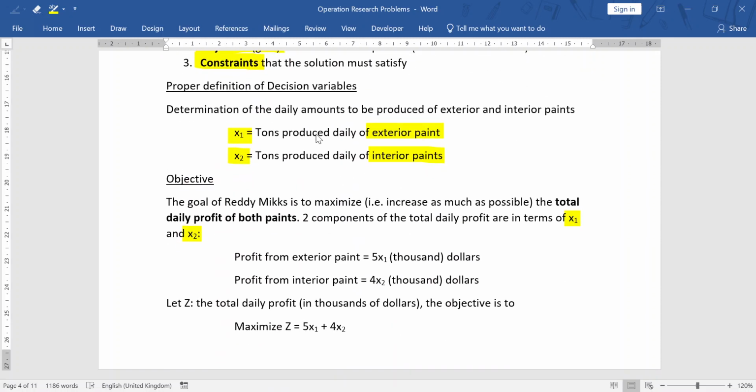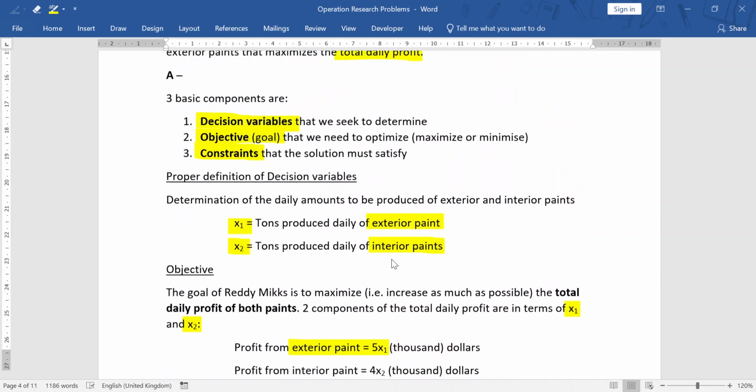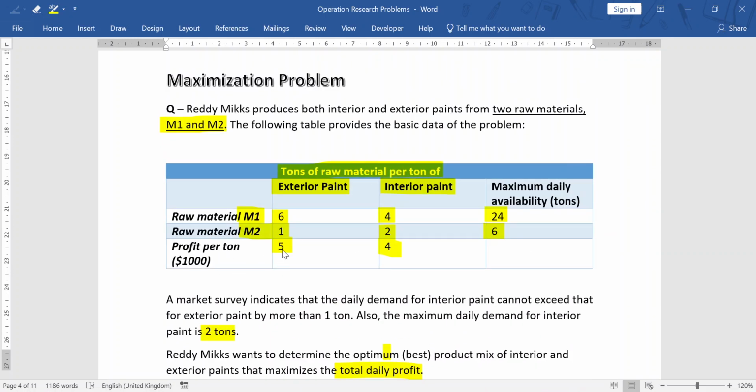We have defined X1 and X2 as the tons produced daily, which are unknown figures till now. Then we are going to find the profit from the exterior paint, which is 5x1. Why 5x1? See here we have $5,000, which is 5 expressed in terms of $1,000. So 5 into x1 means 5 into the number of tons of exterior paint produced daily.